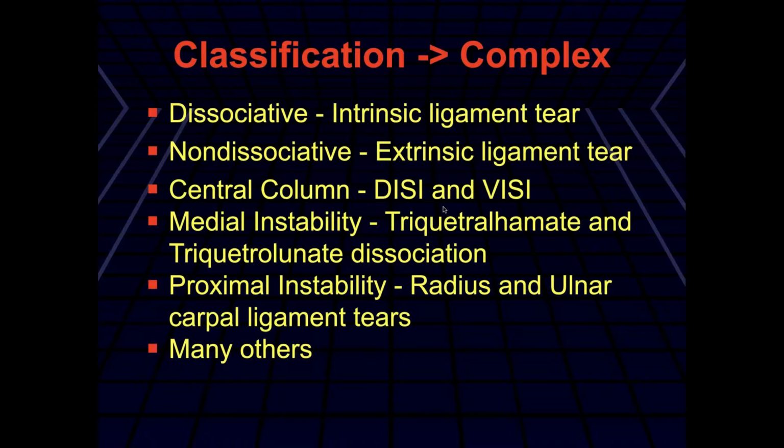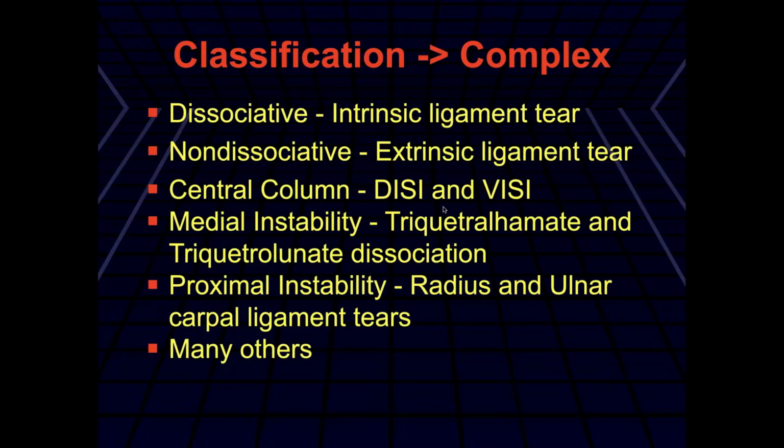So there are a number of different classifications of instability. One is dissociative versus non-dissociative. So a dissociative type would be an intrinsic ligament tear, the classic one being the scapholunate ligament tear, where you get separation between the scaphoid and lunate. The other type is non-dissociative, which is really an injury of the extrinsic ligaments, where you do not get separation between the scapholunate ligament bones or sliding at the lunar-triquetral ligament that we'll talk about.